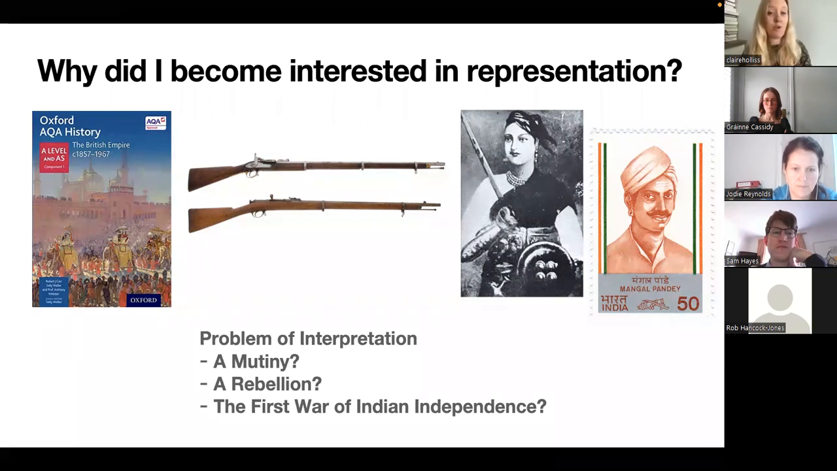And then there are some historians who split the difference and call it a rebellion, saying it's something a little bit more than a mutiny, but something a little bit less than a national independence movement. So I thought, this is cracking. This is a really nice question that I can introduce at the start of the lesson, get them to return to once they've looked at the events in more detail.